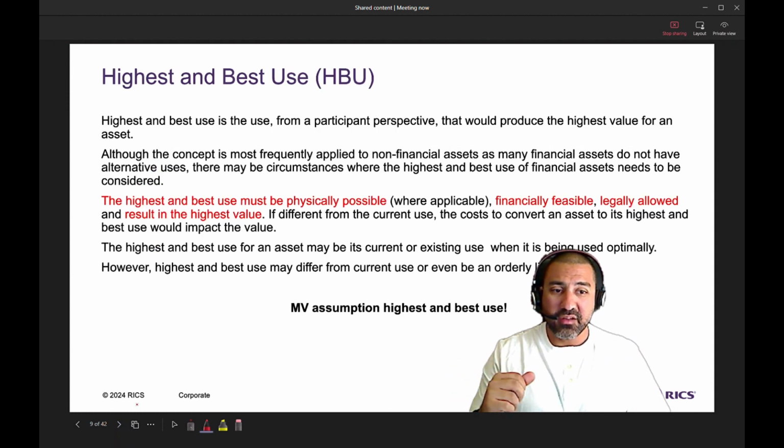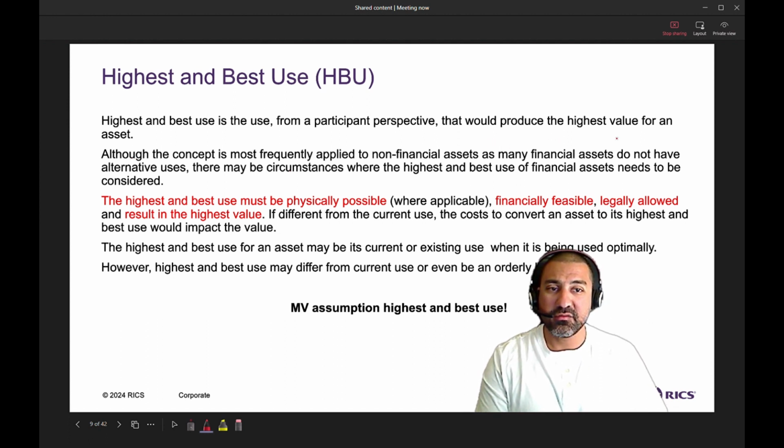So we have some definitions in the slide. Highest and best use. How do you determine highest and best use? It is what would produce the highest value for an asset. It is applied for non-financial assets, as in tangible assets, and also applies to financial assets. There may be circumstances where the highest and best use of financial assets needs to be considered. The highest and best use must be physically possible. So you cannot assume a scenario out of thin air, right? It has to be financially feasible. It has to be legally allowed and actually result in a higher value, right?